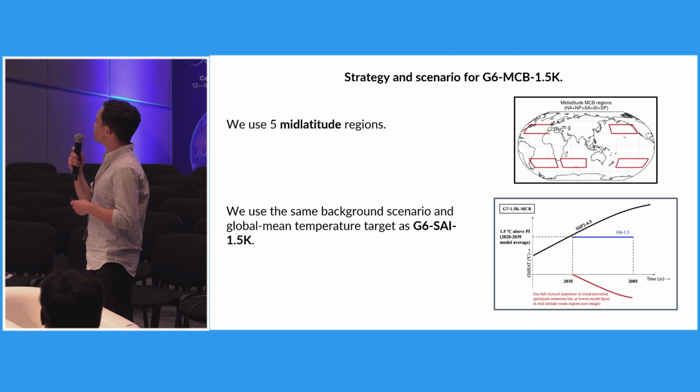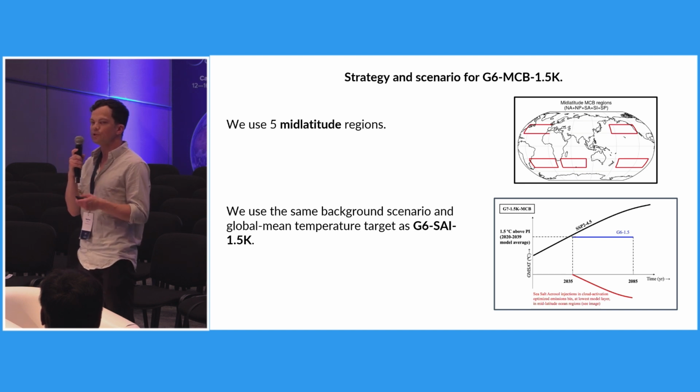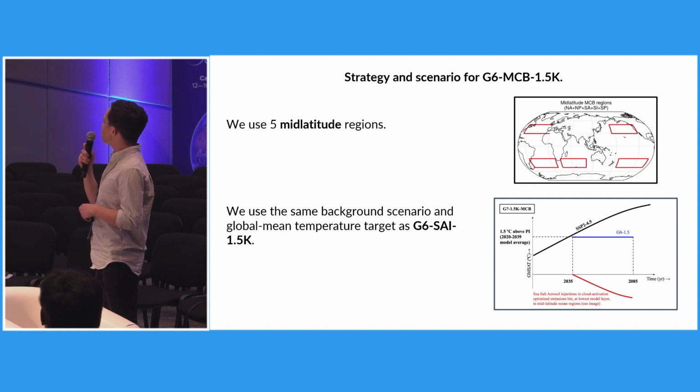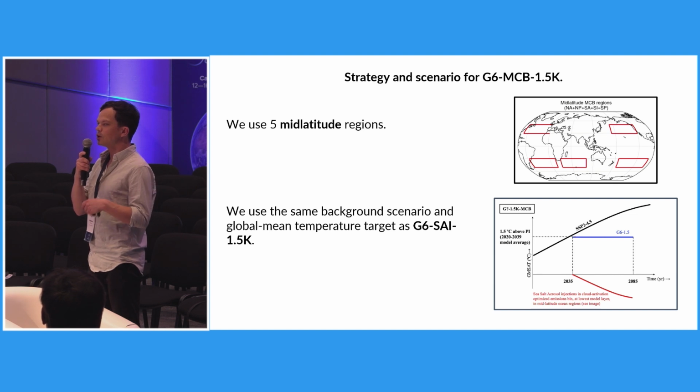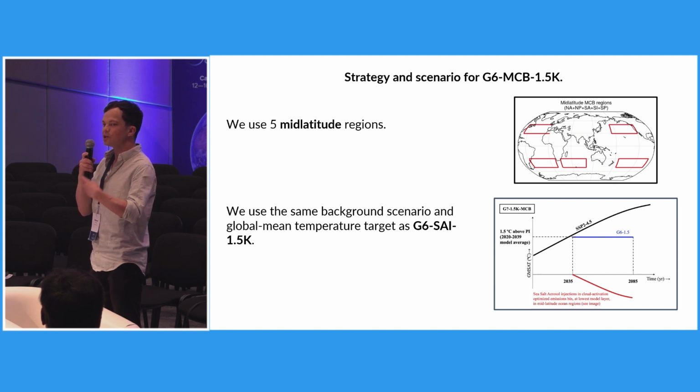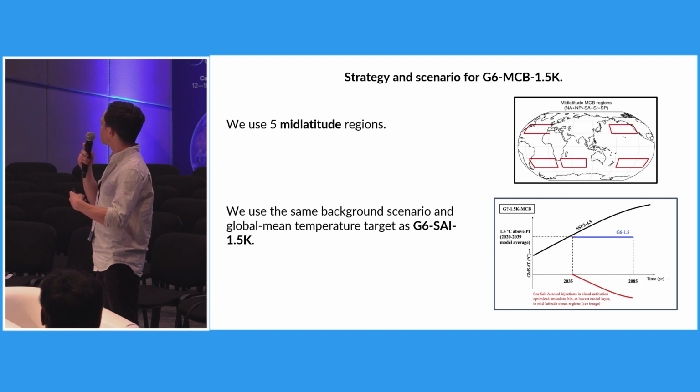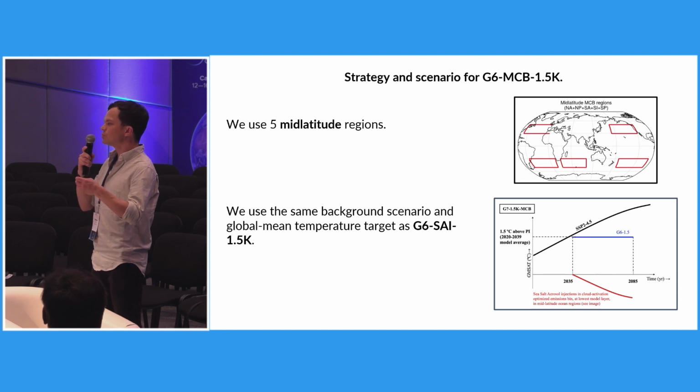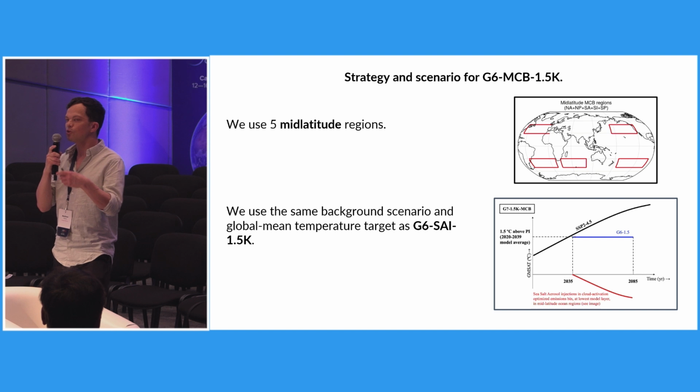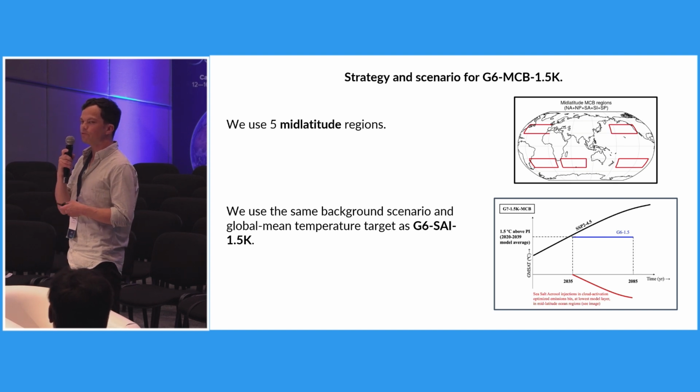And we are using the same background scenario, so SSP 245, and the same global mean temperature target as the upcoming similar SAI scenario. So that is, we use a middle-of-the-road greenhouse gas emission scenario, and we're attempting to maintain global temperatures at 1.5 above pre-industrial temperatures.